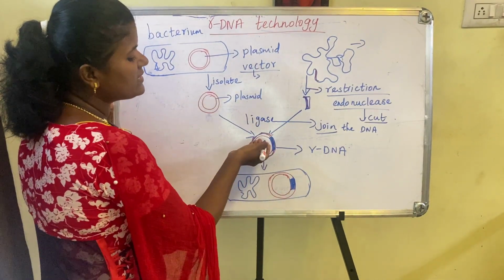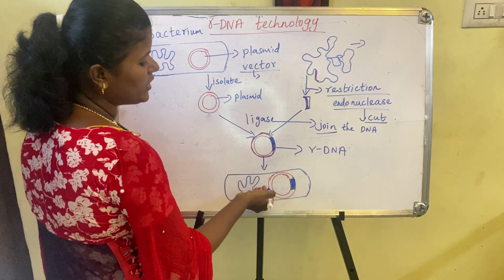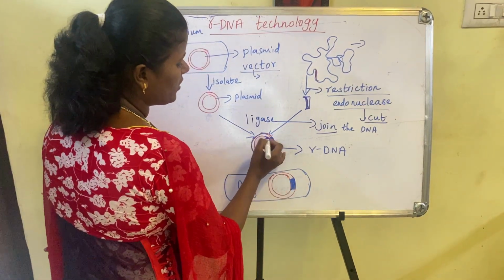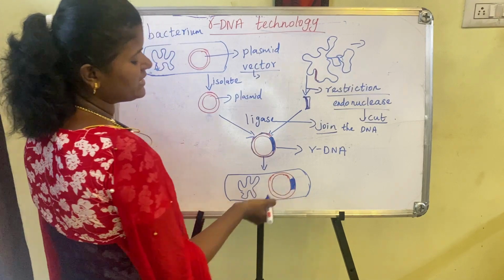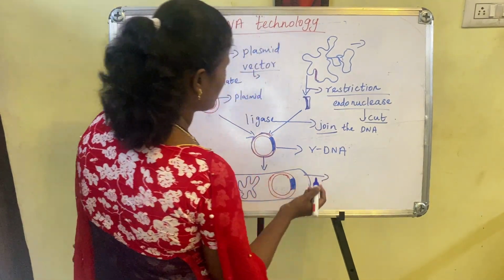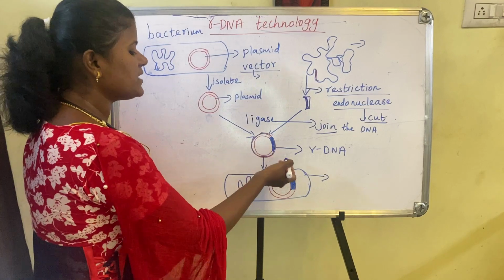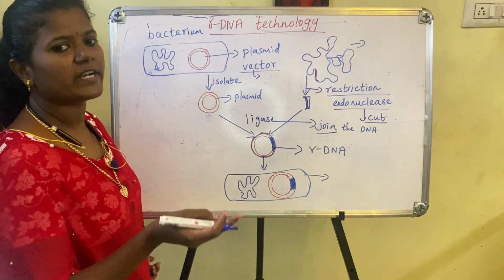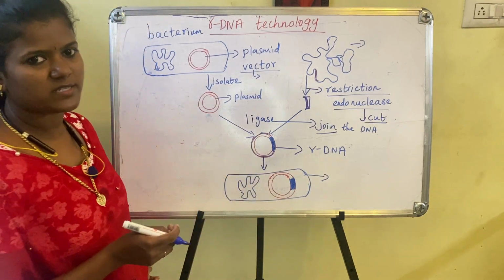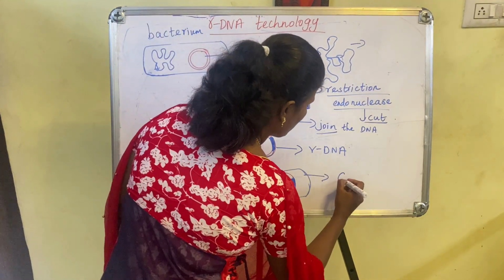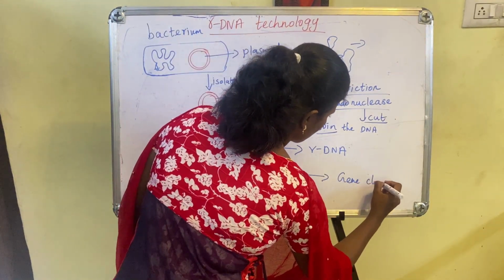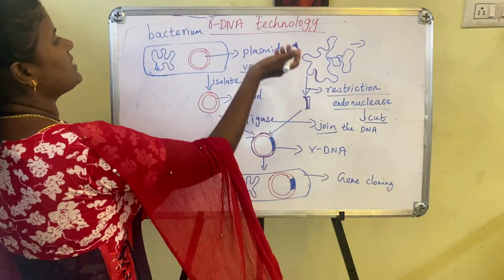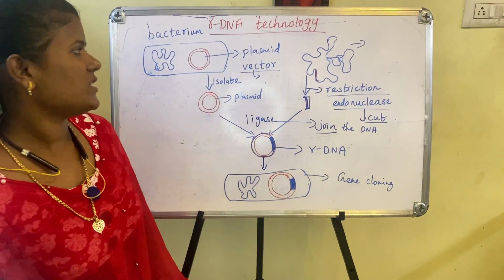Then we have to insert the rDNA into the host bacterial cell. Okay, we inserted the rDNA into the host bacterial cell. After that, the plasmid replicates here. The plasmid vector has the ability to replicate inside the host cell. Gene cloning takes place here. Understand? Is this clear? This is the rDNA technology.